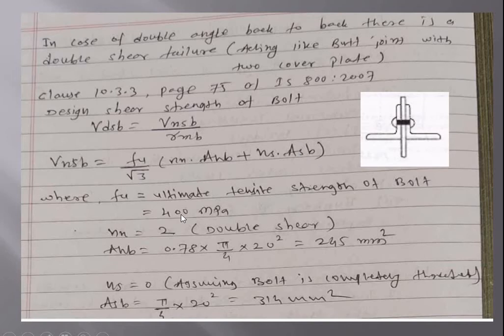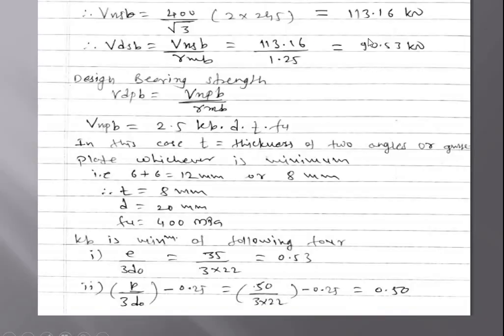Okay, FU is 400, NN is 2 because of double shear, ANB, the net area of bolt, is 0.78 pi by 4 into 20 squared, which is 245 mm square, NS is 0, ASB is 314. From this, just put all the values in the equation. We will get VNSB, that is the nominal shear capacity. Now divided by gamma MB, we will get the design shear capacity. VDSB is equal to VNSB by gamma MB, which is 90.53.